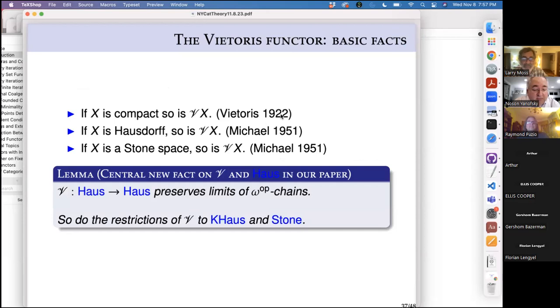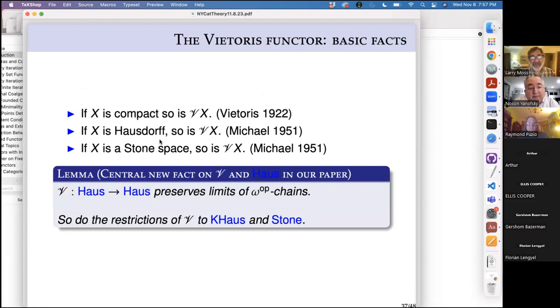And so, people were investigating this forever. Vietoris in 22 wrote a paper that showed that if X is compact, so is VX. If X is Hausdorff, so is VX. Somebody called Michael proved this. And the same thing with Stone. A Stone space is a compact Hausdorff space with a basis of clopen sets.